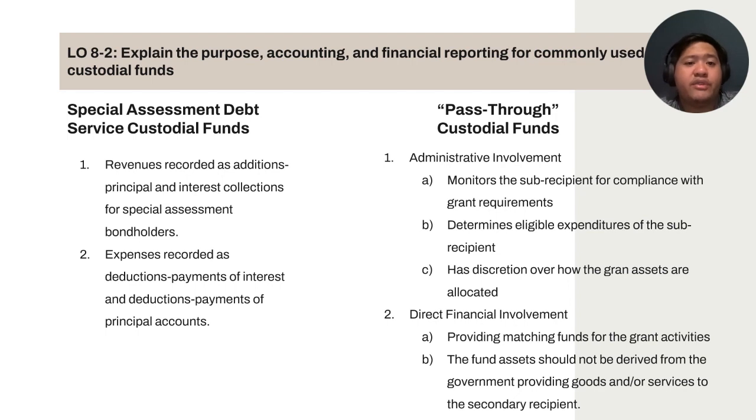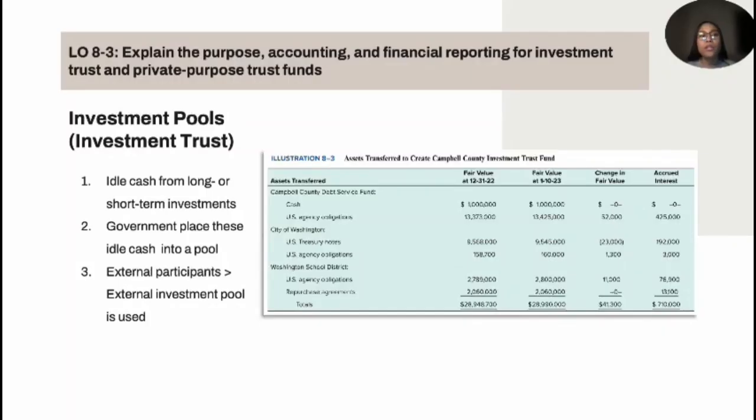Now, the custodial fund financial information is reported in a separate column of the statement of fiduciary net position, and only those assets held for external parties are reported by custodial funds in the statement of fiduciary net position. So, moving on to learning objective 3, explain the purpose, accounting, and financial reporting for investment trust and private purpose trust funds.